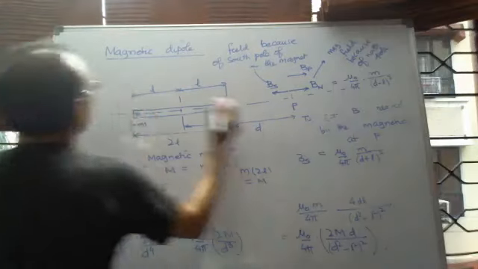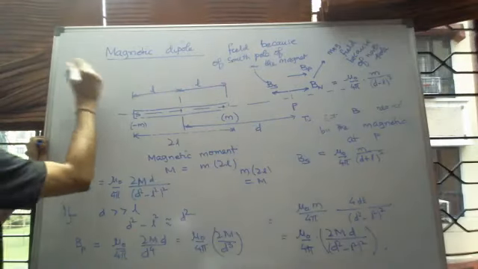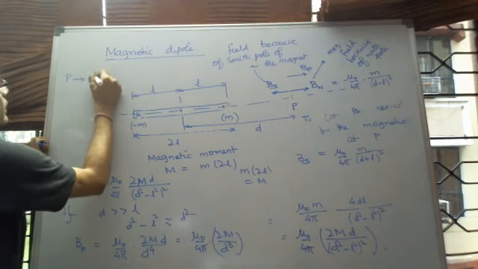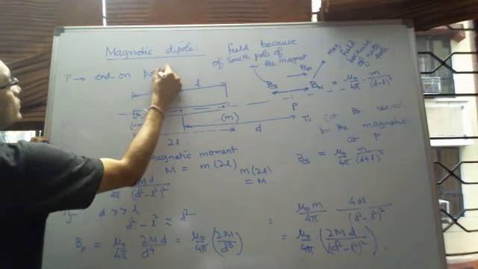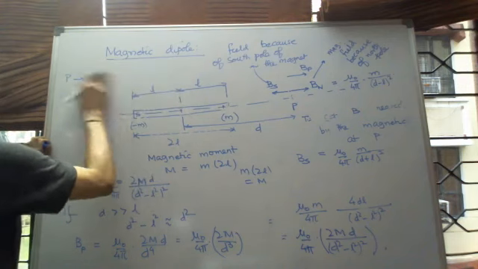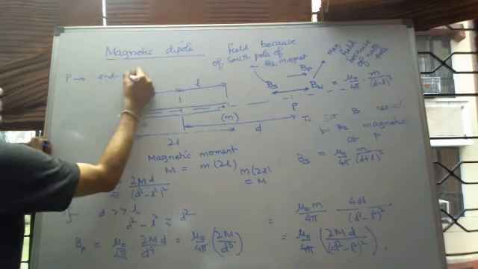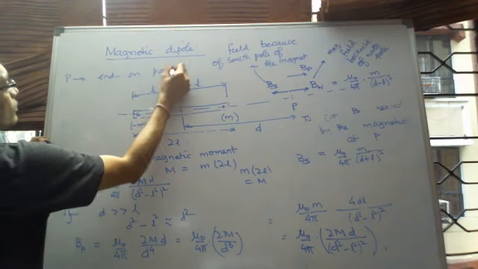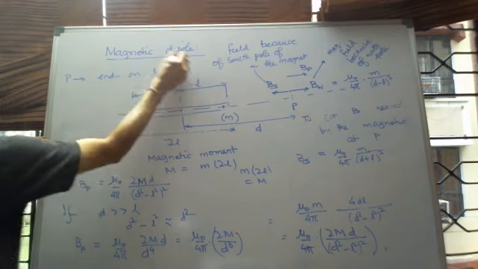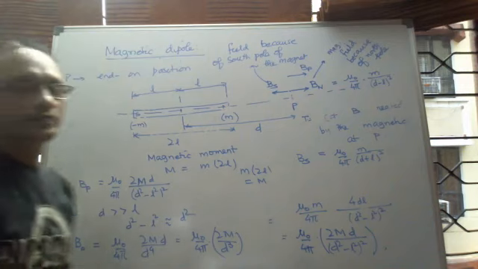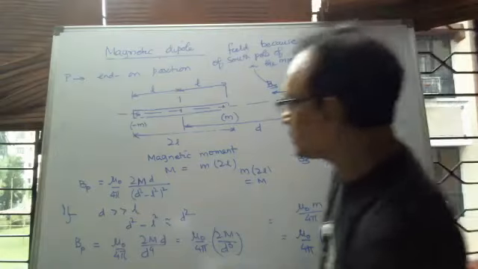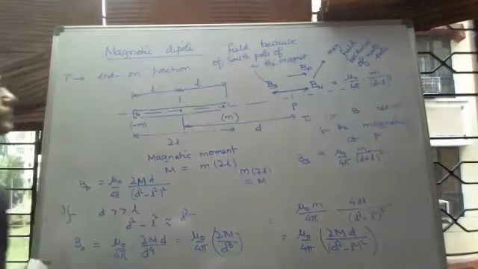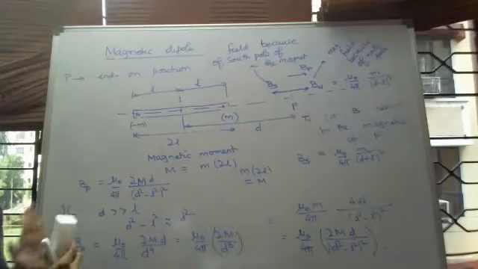This point P is called the end-on position. It is at the end of the magnet. There is another position.